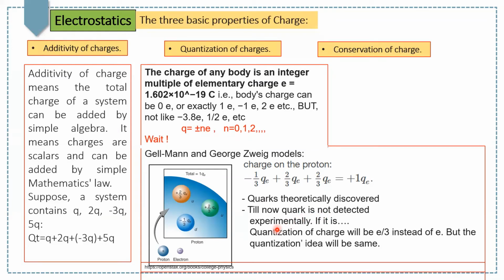In the future, if their existence is proved experimentally, then we just need to change the definition of quantization from e to e over 3. But please remember the idea of quantization will still be the same.